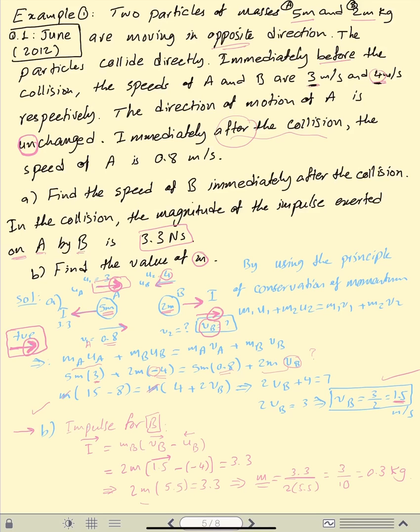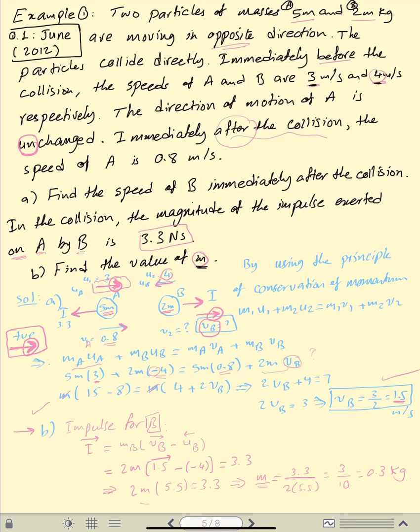The direction of motion of A is unchanged. Look, we are given everything in the question. Immediately after the collision, the speed of A is 0.8 meters per second. Part A: find the speed of B immediately after the collision. Part B: in the collision, the magnitude of impulse exerted on A by B is 3.3 Newton seconds. Find the value of m.